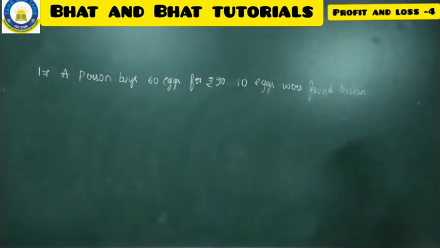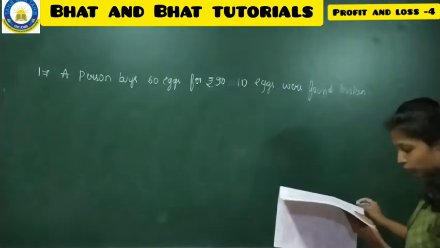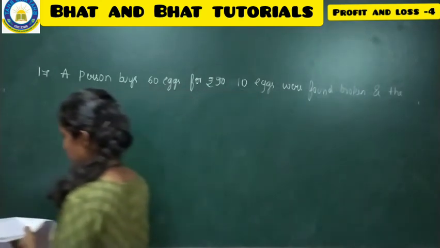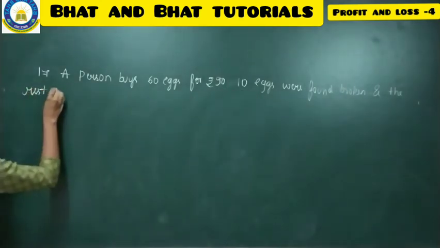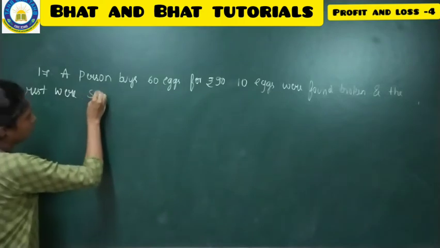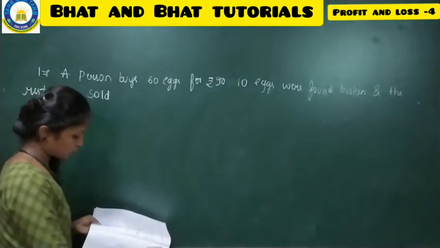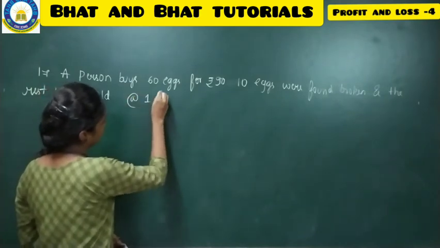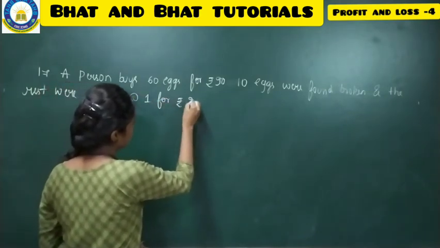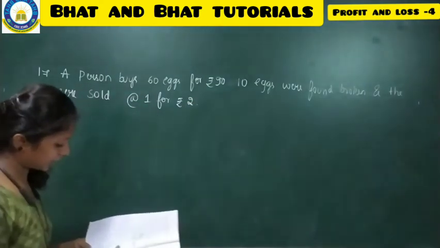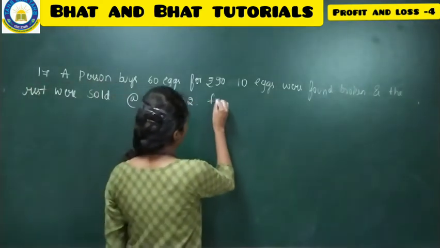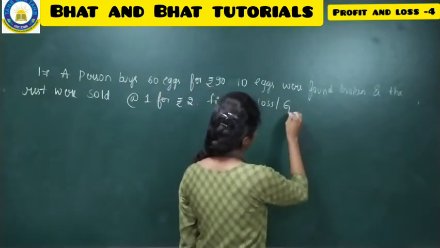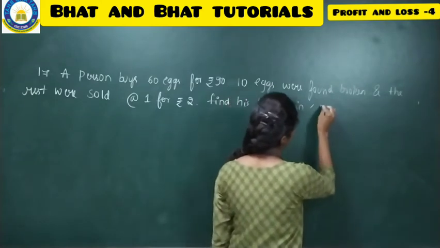10 were broken and the rest were sold at 1 for rupees 2. Stop and continue. Find his loss or gain percent. This is your question.